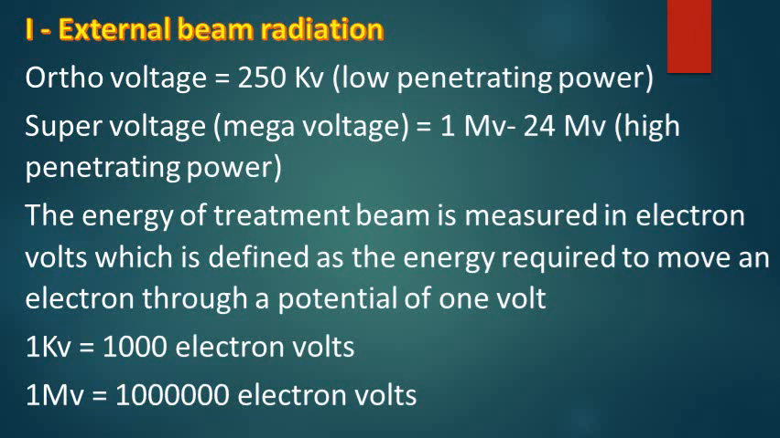External beam radiation is either orthovoltage, which has low penetrating power and an energy of about 250 kilovolts, or supervoltage machines, which produce megavoltage. The energy of the treatment beam is measured in electron volts, which is defined as the energy required to move an electron through a potential of 1 volt. 1 kilovolt equals 1000 electron volts and 1 megavolt equals 1 million electron volts.